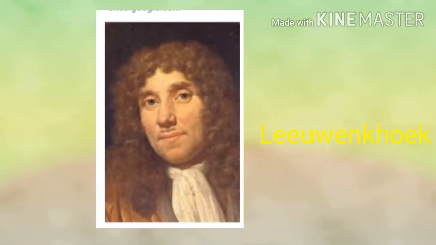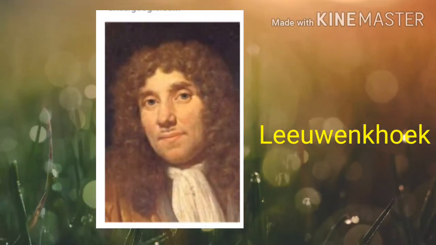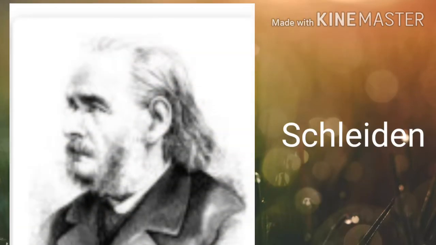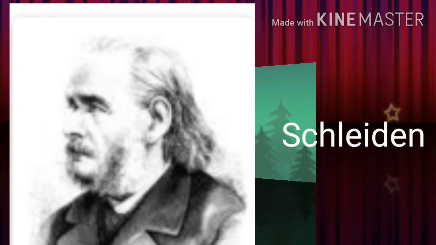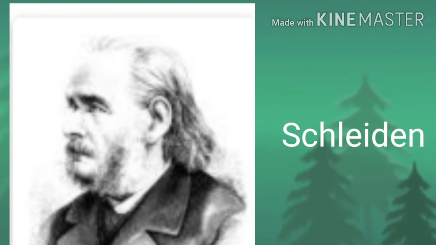Robert Hooke observed the cells in a cork slice with the help of a primitive microscope which was invented by Leeuwenhoek in 1674. The cell theory, that all plants and animals are composed of cells and that the cell is the basic unit of life, was presented by a botanist named Schleiden.